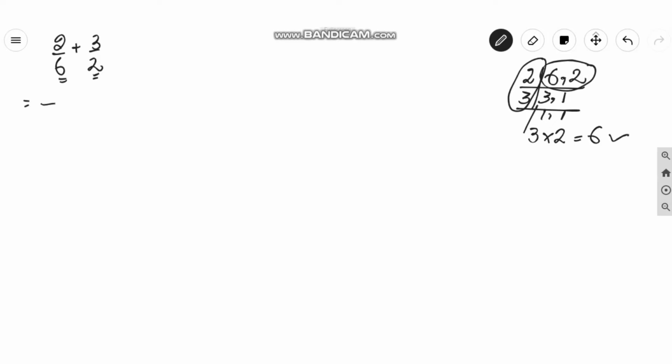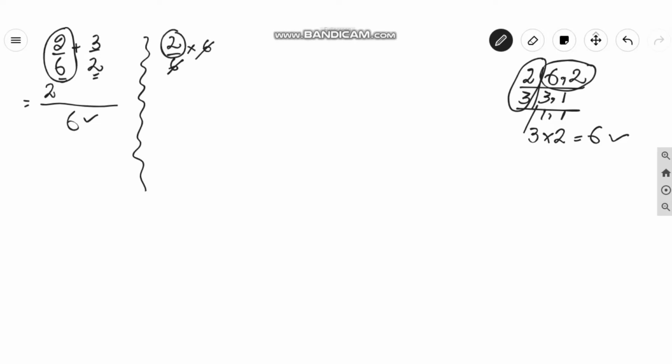So again now place a line here, and write 6. Now again repeat the previous process, that is take the first rational, 2 by 6, and multiply it with the number written here, that is 6. 6 is cancelled with 6 and now our answer is 2. Again there is a plus sign in this case, so write it here. Now take the second fraction, that is 3 by 2, and multiply it with the number written here.